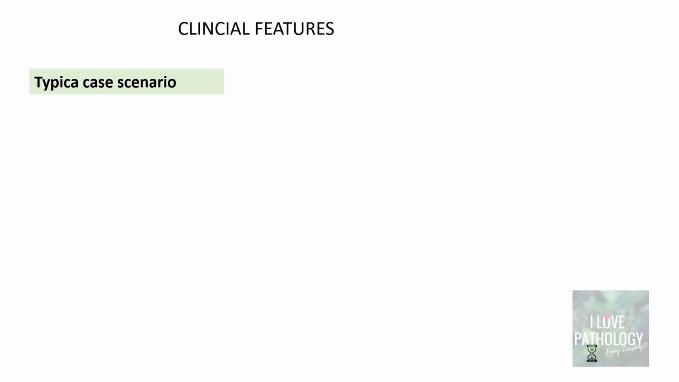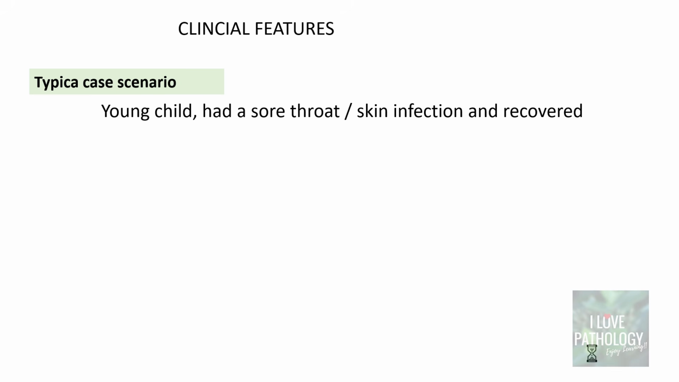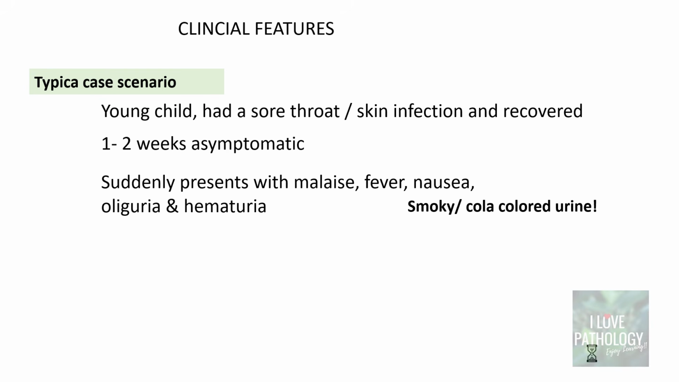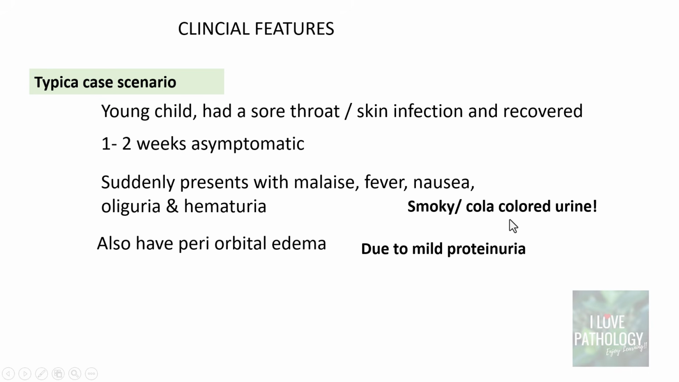Now let's understand the clinical features of post streptococcal glomerulonephritis. A typical case scenario would be like this. This would be a young child who had a sore throat or a skin infection and has recovered. Usually, there will be 1 to 2 weeks of asymptomatic period, and suddenly, they present with malaise, fever, nausea, oliguria, and hematuria. Particularly, they will be having smoky or cola colored urine. They also have periorbital edema, and that's because of mild proteinuria.